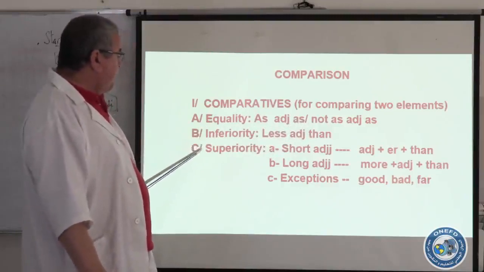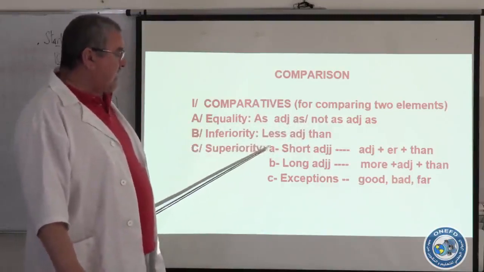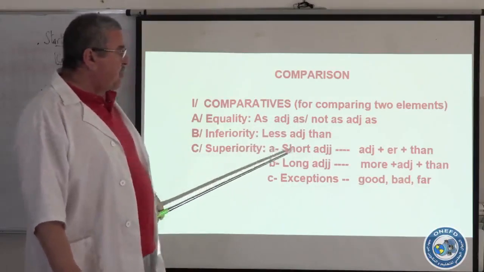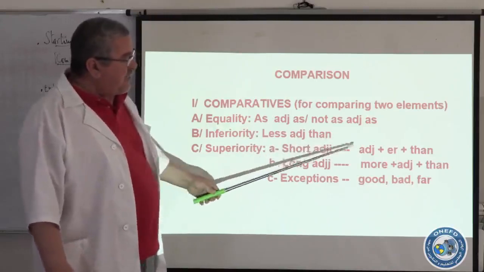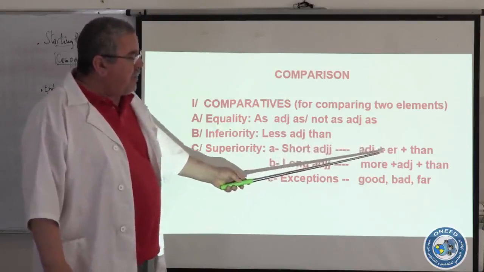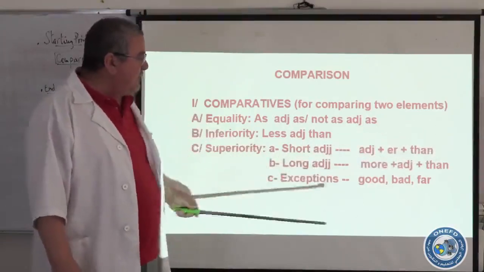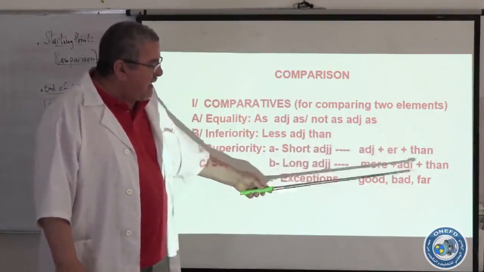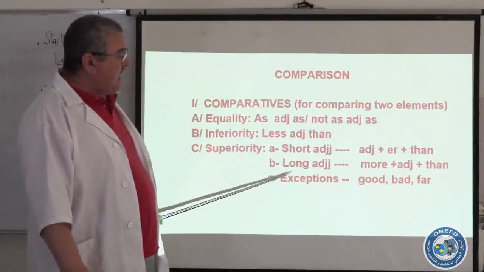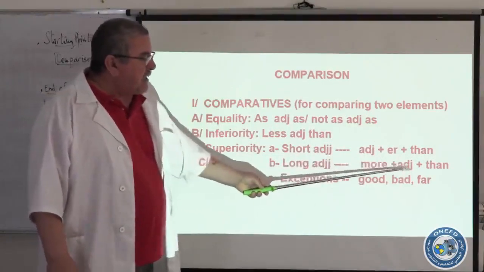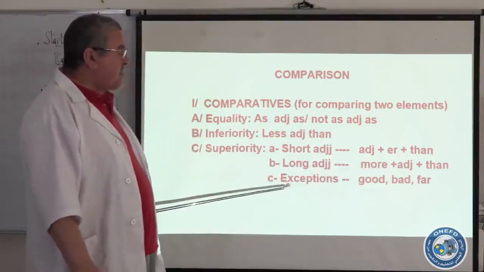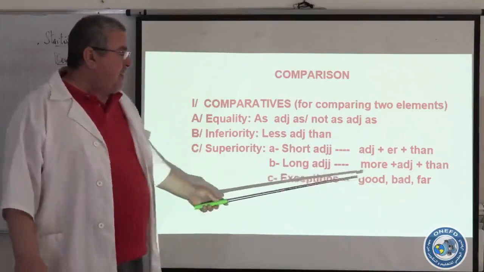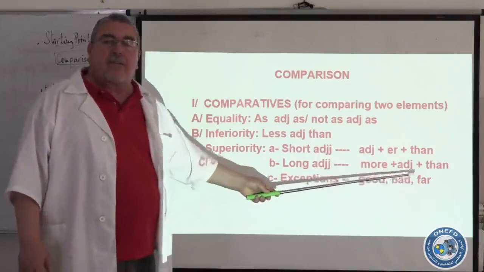And then we'll move to superiority, which is divided into 3 points. We can express superiority with short adjectives. That is formed as follows: adjective plus er, than. That is element A, adjective plus er, than. With long adjectives now: more plus adjective, than. And there are some exceptions, what we call irregular adjectives, like good, bad, far.